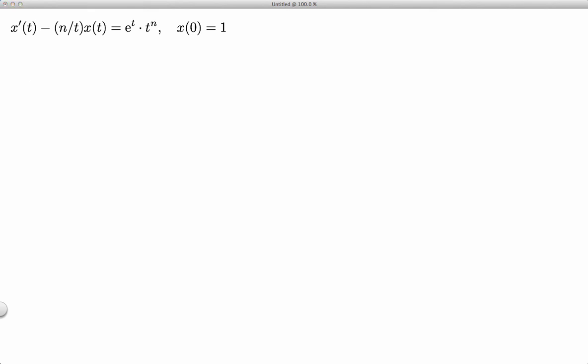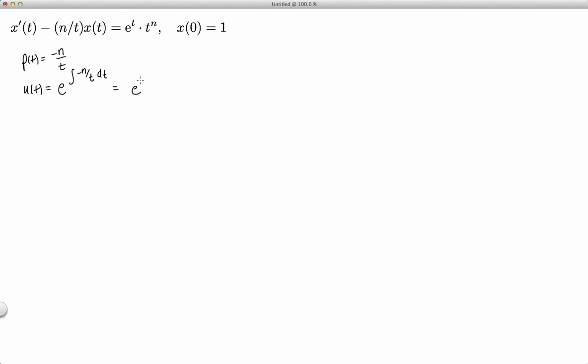And so we want to start out here by listing the relevant pieces. Our P of t for this problem is minus n over t, which means that our integrating factor here, u, is e to the integral of minus n over t dt. Having an n here instead of a number makes this a little bit more complicated to work through, but remember the integral is with respect to t here. So it shouldn't cause you too much problem.